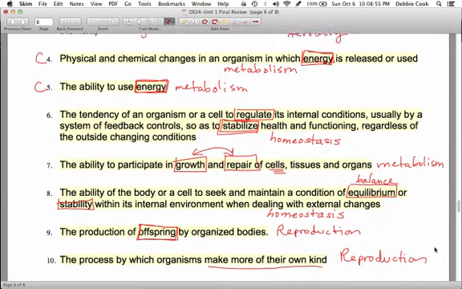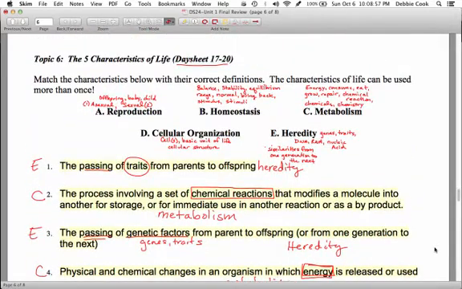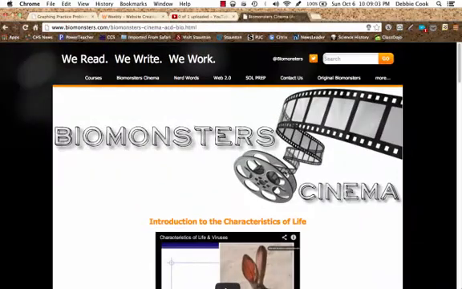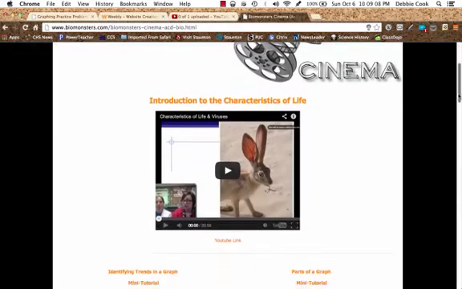All right, again, if you need any additional information or more specifics, you can refer to Daysheet 17 or Daysheet 20. Additionally, you could also go to Biomonster Cinema, and when you're on Biomonster Cinema, the Characteristics of Life video is the very first one with the jackrabbit on the front cover of the video.